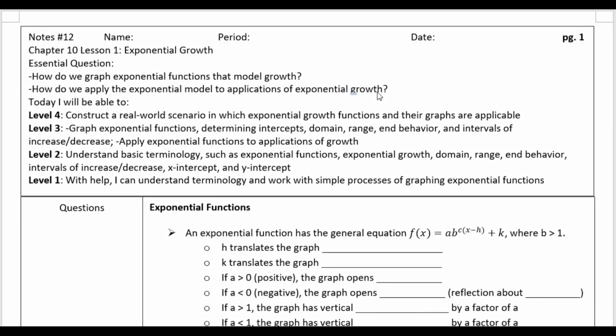All right, class. We're going to start a new unit now. In this unit, we're going to be looking at exponential functions and logarithmic functions. To introduce the first lesson in the unit, we're going to talk about exponential growth. In the second lesson, we'll talk about exponential decay.